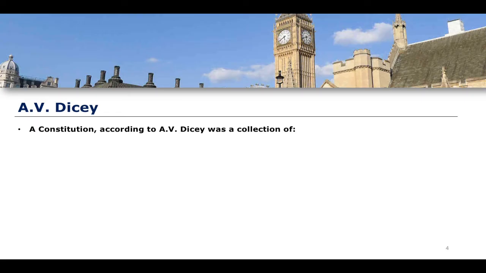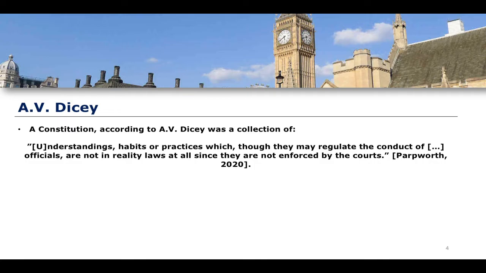So, according to A.V. Dicey, who was, of course, a very prominent figure in the area of UK constitutional law, a constitution is a collection of understandings, habits, or practices which, though they may regulate the conduct of officials, are not in reality laws at all, since they are not enforced by the courts. This is a constitutional convention according to A.V. Dicey, as cited in Popworth from 2020.